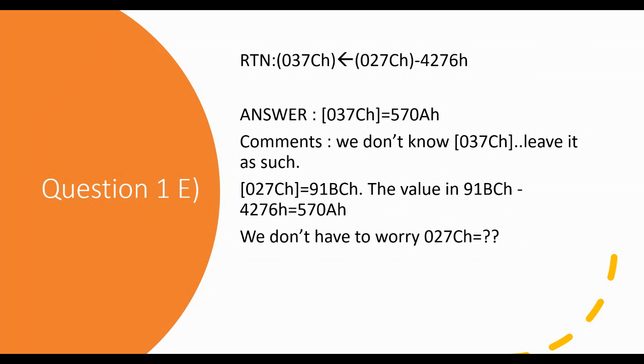So this value will be transferred to 037C. This memory will contain 570AH. Again, observe the brackets. It can be confusing. If you study the brackets, you should be able to do it.